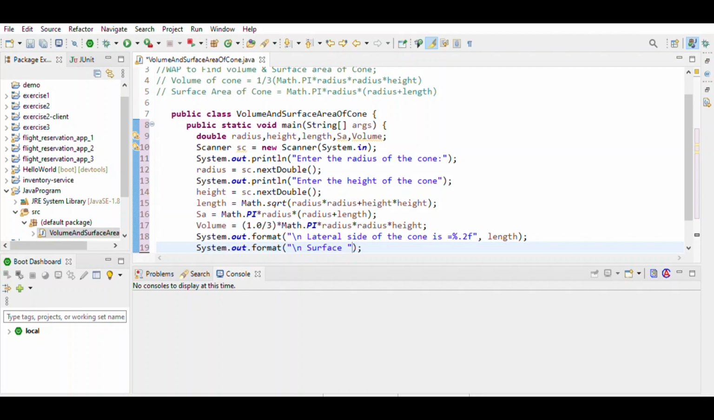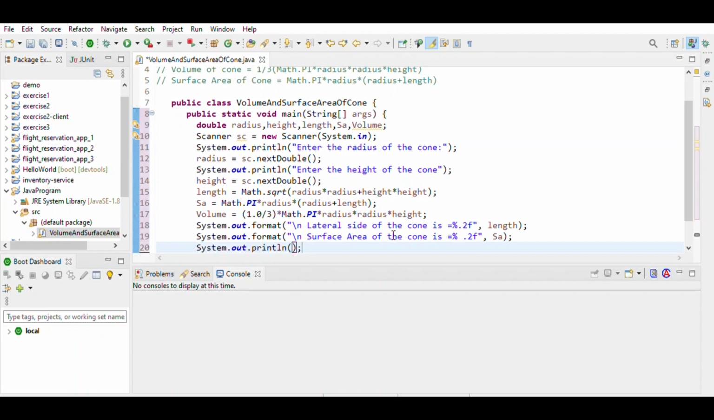Surface area of cone is %.2f, surface area. Then print the volume of the cone in the form of format. Volume of the cone is %.2f. Solving. Let's save the program.